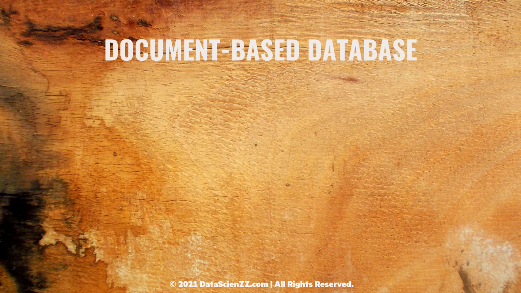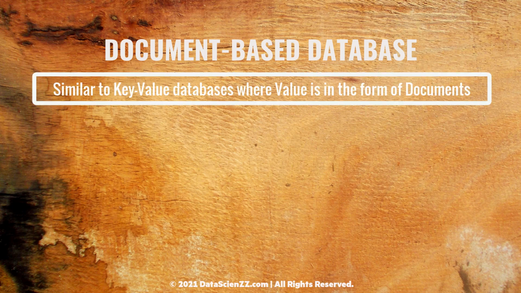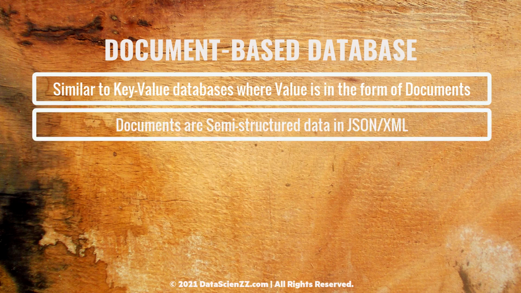What is a document-based database? The document-based database is similar to key-value databases. The difference is that here the value is a structured or semi-structured record, called a document. Documents are usually stored in JSON or XML formats. A document is equivalent to a row in a relational database. Each document has a unique ID, which is a key.